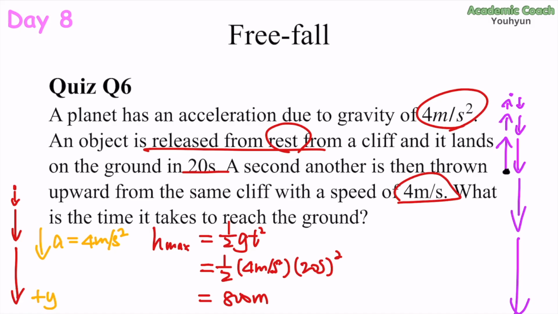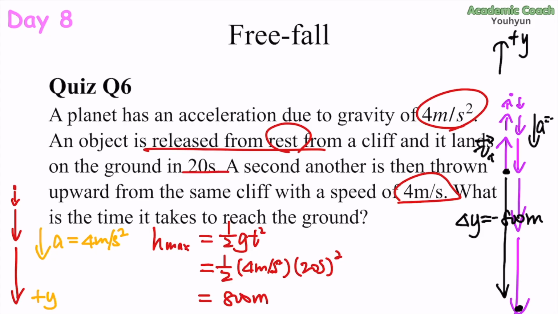What we know for now is the displacement. We just calculated h max. So we know that delta y is equal to negative 800 meters. And this time, since initial velocity points upward, I'm going to take upward as positive direction. So its acceleration is negative 4. So we know acceleration, we know initial velocity, we know displacement, and we want to know time interval.